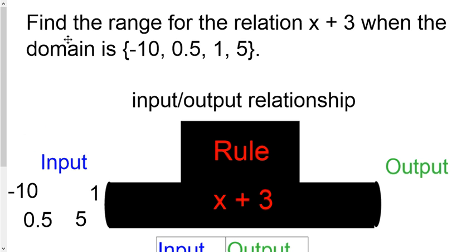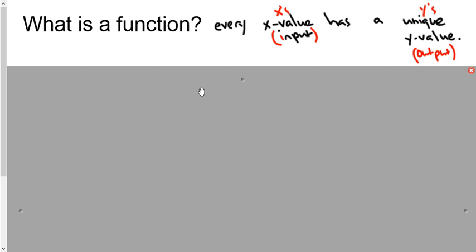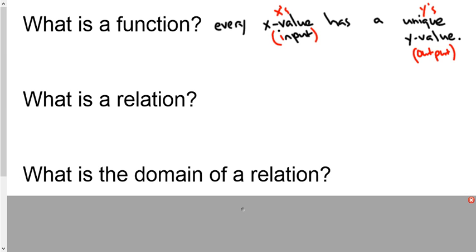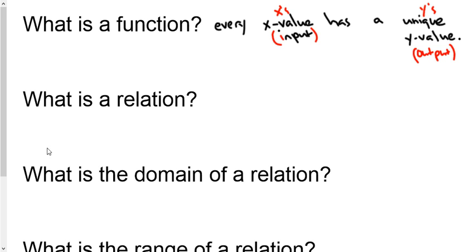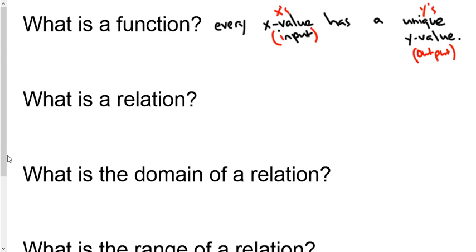Now, there's also another thing I'd like to take a look at here real quick, and it says find the range for the relation x plus 3 when the domain is -10, 0, 0.5, 1, and 5. Oh, well, that's actually the next questions we have to look at here. What is a relation? What is the domain of a relation? And what is the range of a relation? If we answer these three questions, we're done with today's video.